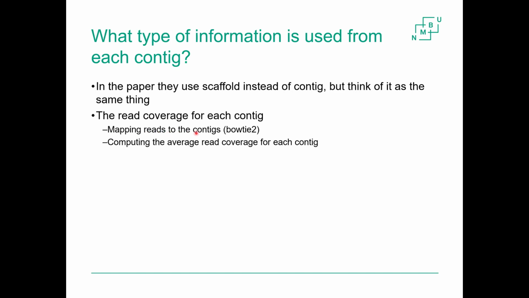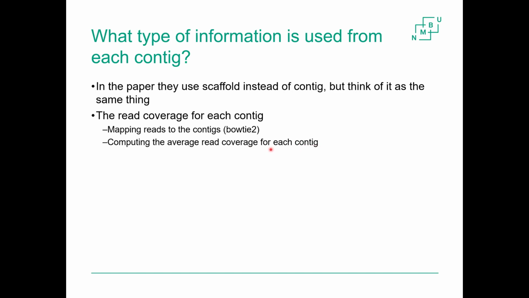by mapping the reads to the contigs. Bowtie2, which we have used for read mapping in this course, is also what is used by this MaxBin software. That's why we have to supply as input to MaxBin also the reads. We have to, of course, supply the contigs, that's obvious, because the contigs are what we are going to bin or group. But we also have to supply the reads so that MaxBin can do this read mapping and then compute the average read coverage for each contig.